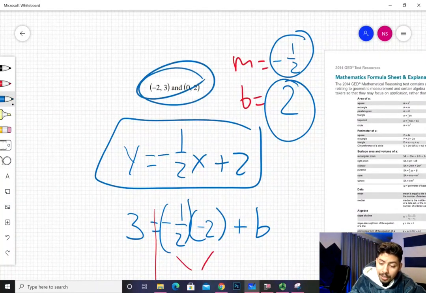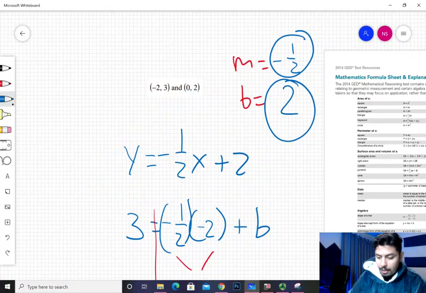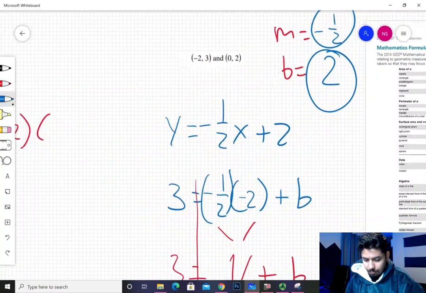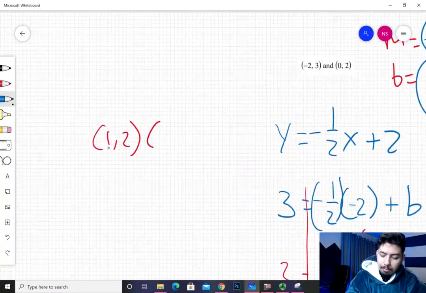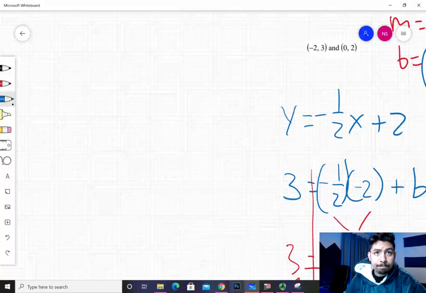You're going to be given points. You're going to be asked to find the linear equation. This is the linear equation. Let's just do one more example. But again, you could stop here and go work on the worksheet.